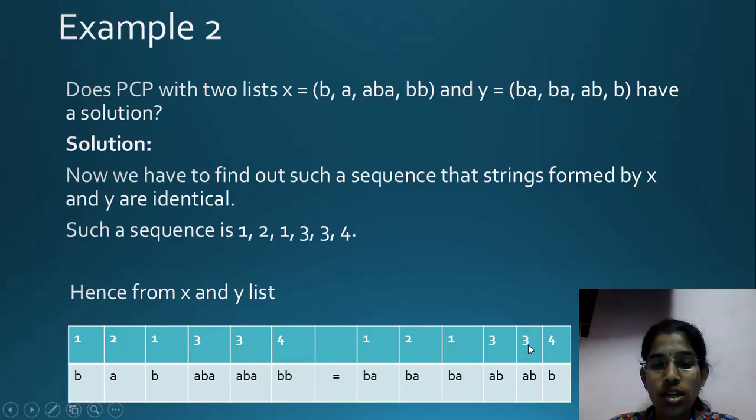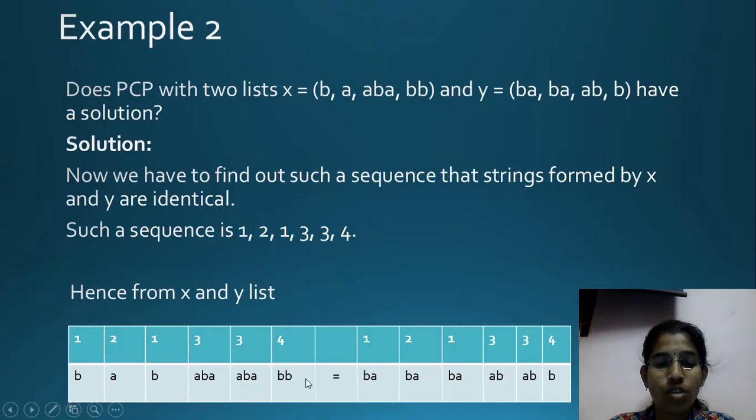When we go to list Y, my first symbol is BA, my second symbol is also BA, my first symbol again BA, the third symbol is AB, the third symbol AB repeated, and it finally ends with B. So the order is the same. We can check: BA, BA, BA, BA, BB. So three BA and finally ending with the double B.